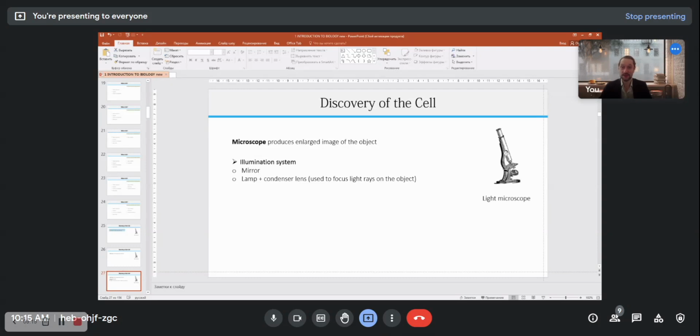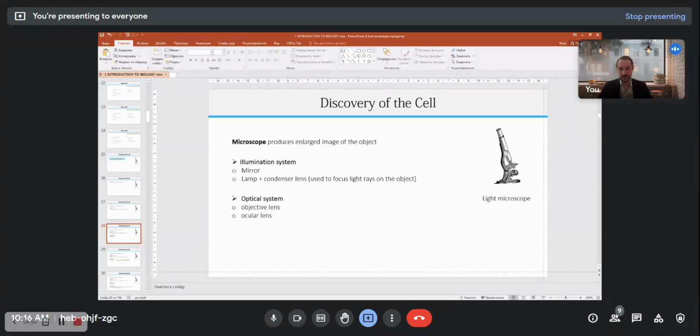One is the so-called illumination system that is composed of a mirror and lamp. Usually, the lamp is combined with a condenser lens that is used to focus light rays on the object. So please do not mix the condenser lens with the magnification lens, because the magnification lens is used actually to achieve a magnified image of the object, but the condenser lens is used simply to focus light on your object to have better illumination.